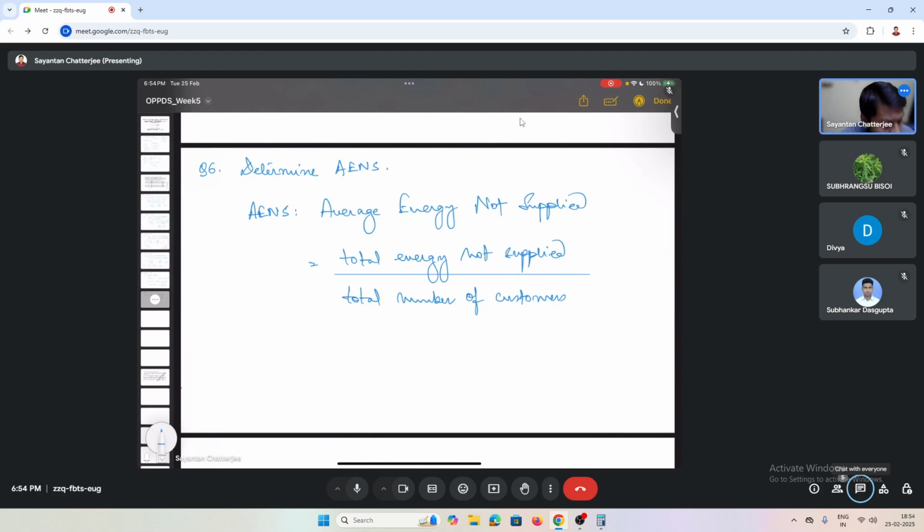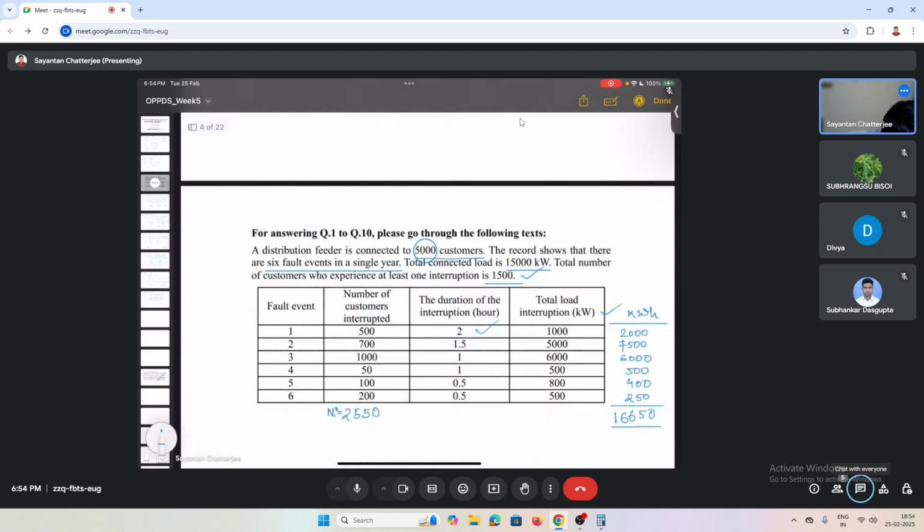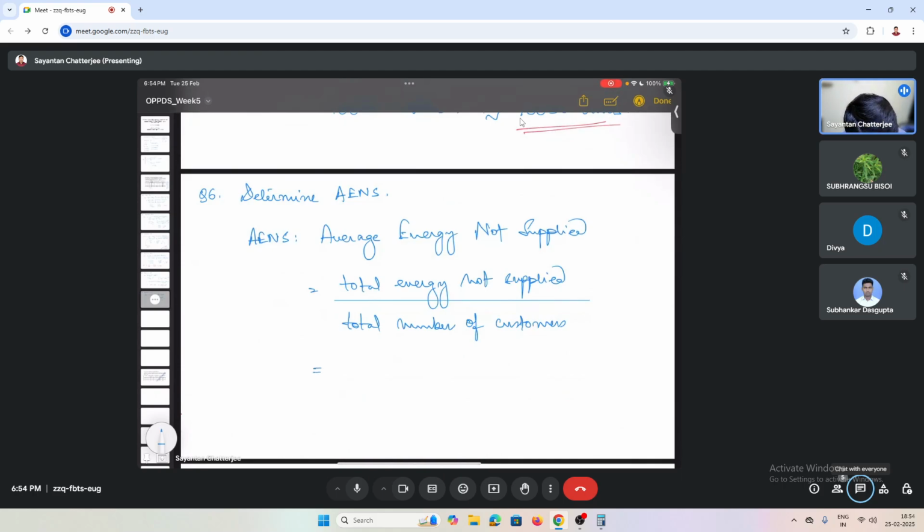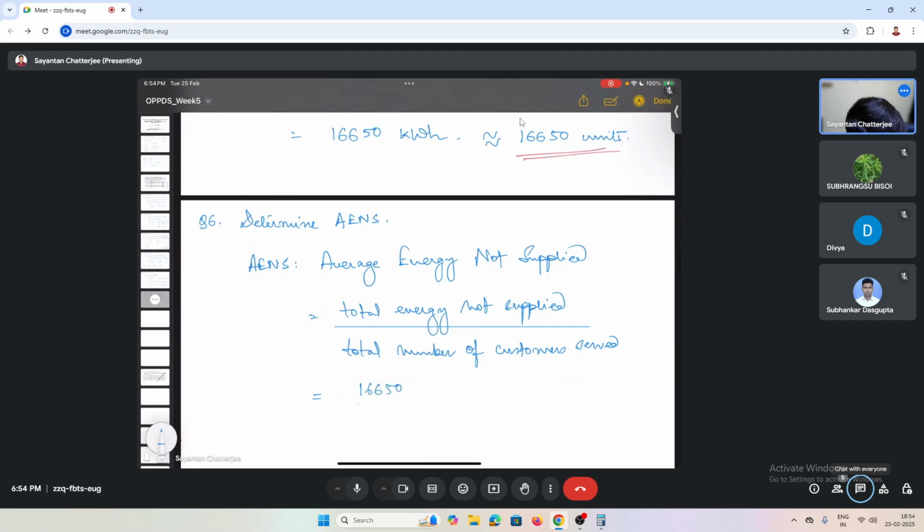Okay. So here the total number of customers is 5,000 customers. In total, NT is 5,000. Okay. So total number of customers served is 5,000, and we have already calculated the energy not supplied. So energy not supplied is 16,650 divided by 5,000. So 3.33. 3.33 is the answer.